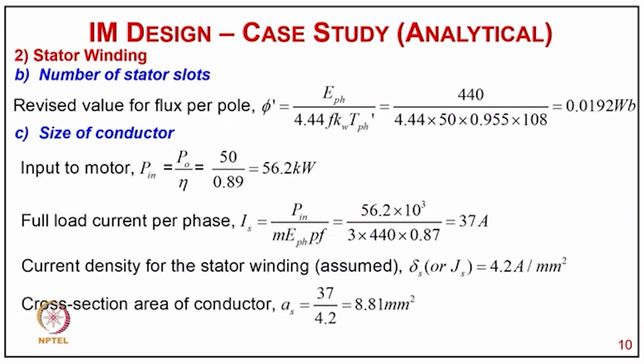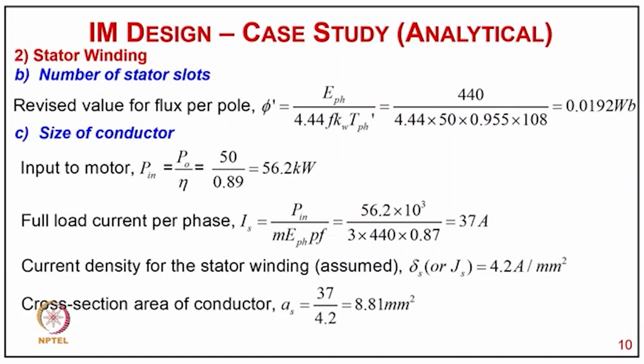And now coming to the full load current per phase, IS, we can call it on the stator, which is drawn from the supply by this motor. So power divided by M into E phase and power factor. Putting in the value of power and the other parameters, it comes to 37 ampere. That is the full load current of the motor drawn from the supply, typically per phase. Of course, the line current will be root 3 times, because typically you can call it a delta connected one.